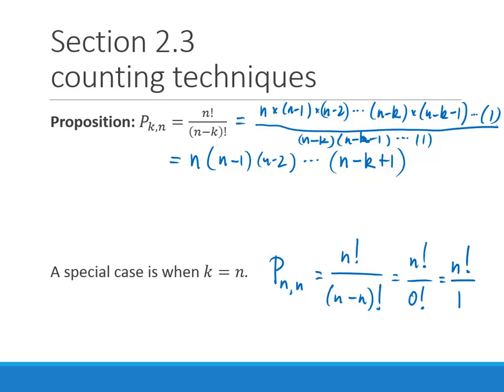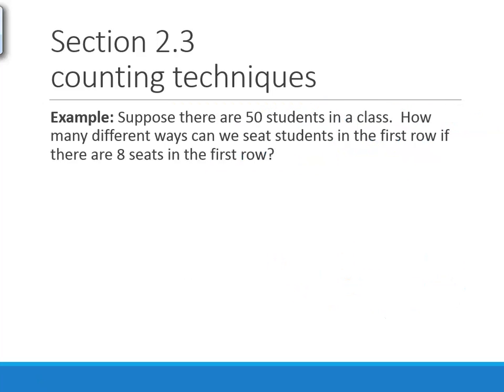Everybody okay so far? Everybody with me? Okay, so let's do an example here. Suppose that there's a few more of you than that in here, but suppose there's 50 of you guys in this class, and I want to have 8 of you sitting in the front row. So suppose there's 8 seats in the front row. How many different ways can I find such that I have 8 students sitting in the first row?